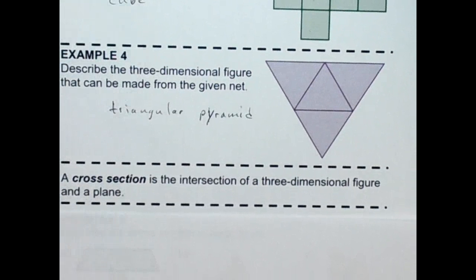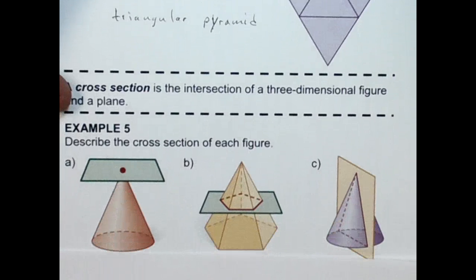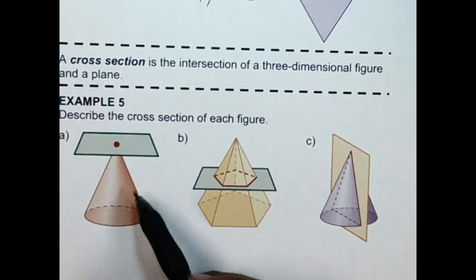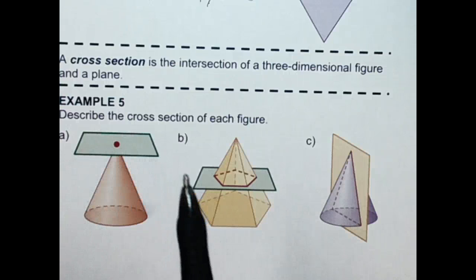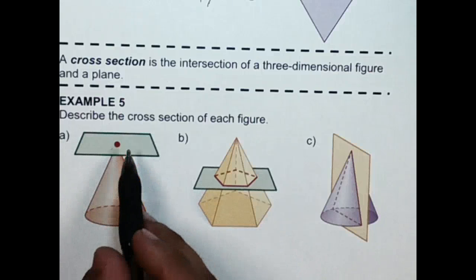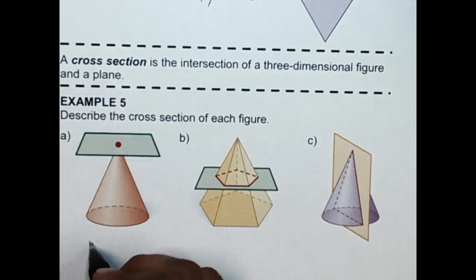Next thing we're going to look at is the cross section. That's the intersection of a 3D figure with a plane. So that's going to look like these things down here. Okay, so here's my cone, and I'm cutting or slicing it with a plane. On this one, if I cross it right at the top, it's going to form a point.